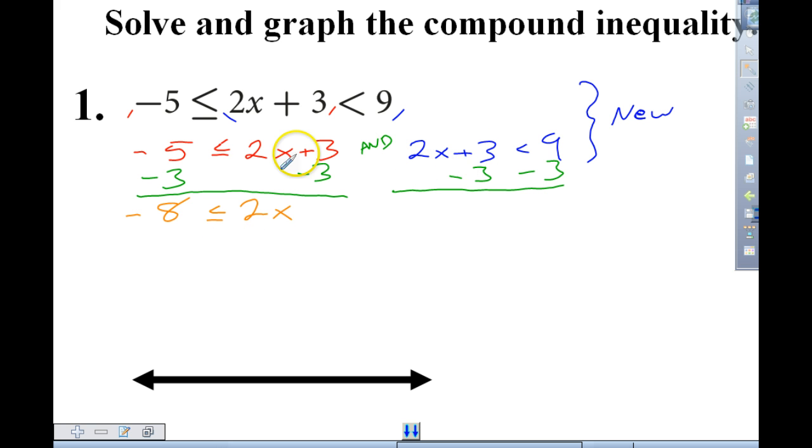We got this, and because the 3's cancel out on the left side here, 2x less than 6.